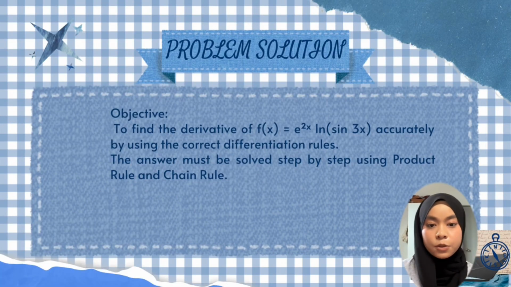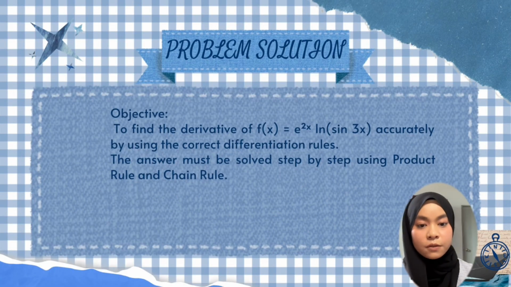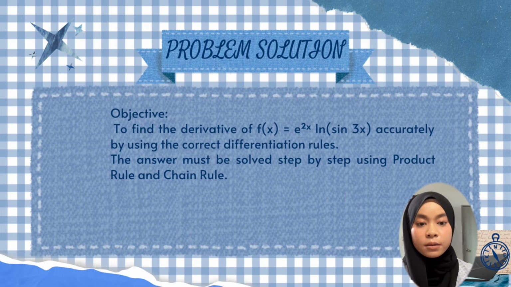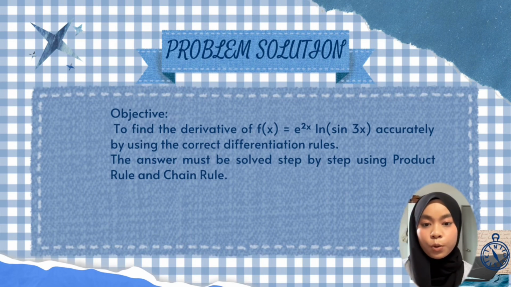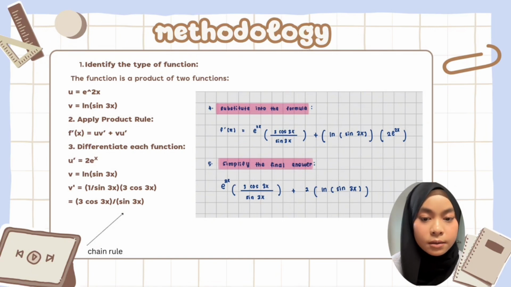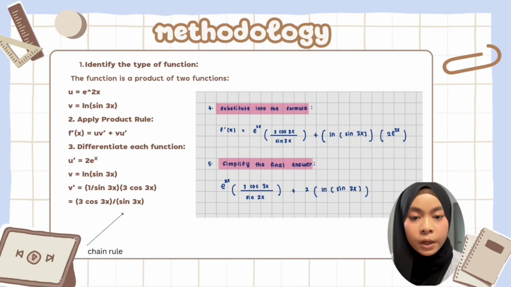The objective in this question is to find the derivative of f(x) = e^(2x) ln sin 3x accurately by using the correct differentiation rules. For this question, we need to solve it by using the product rule. The methodology is, first, to identify the type of function. The function is a product of two functions, which is u = e^(2x), v = ln sin 3x. Secondly, we should apply the product rule.